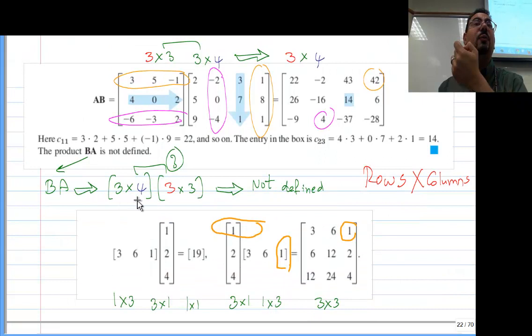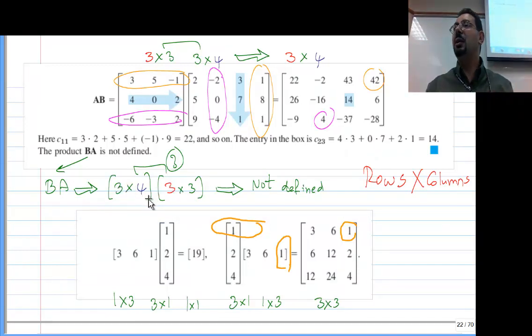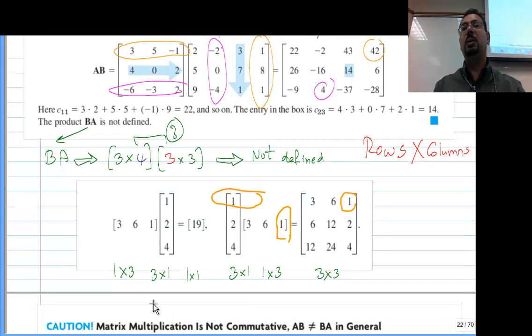So if you have 3 times 4 multiplied by 3 times 3, can this work? No, because the 4 and 3 don't match. We will not find things to hit with each other, right? It doesn't work. But 1 times 3 times 3 times 1, yes, it works. And what we will get if we multiply a 1 by 3 matrix times a 3 by 1 matrix, we will get 1 by 1. Right? 1 by 1, that's one element. A matrix with one element.